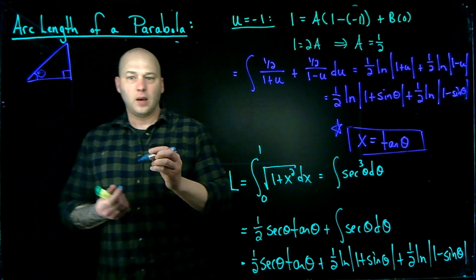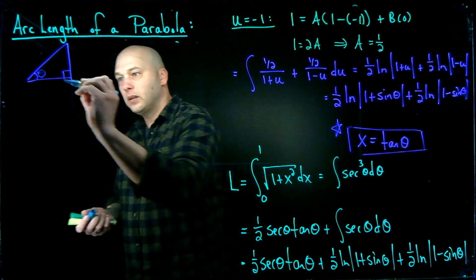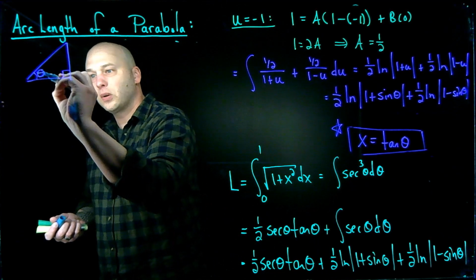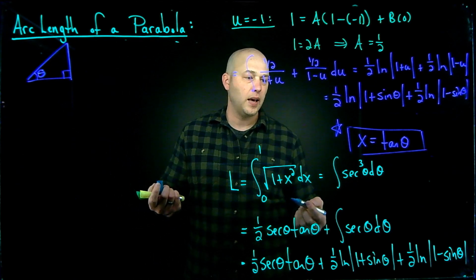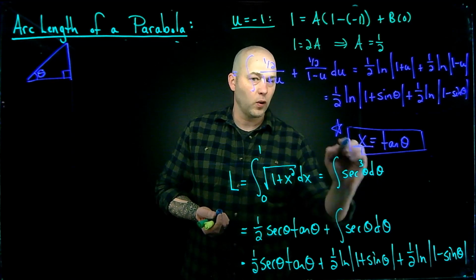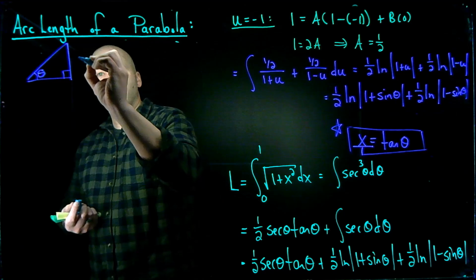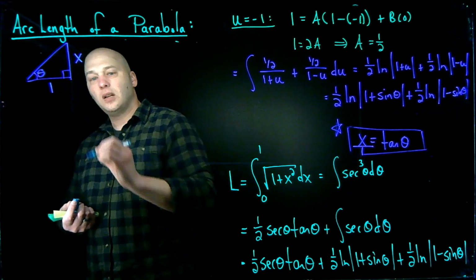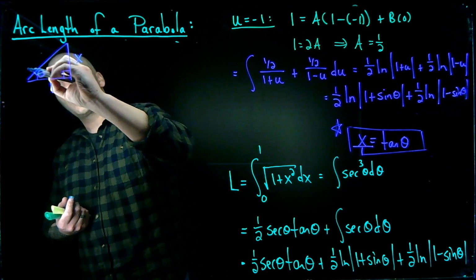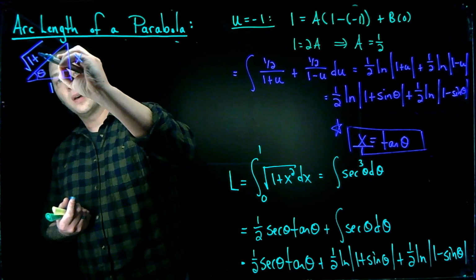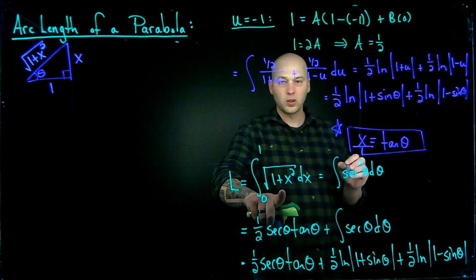Right? And remember, looks like that marker might be running out of ink here. Hopefully that shows up. So x equals tan theta. Of course, tangent is a ratio of sides, so I can write this as x over 1. And tangent, of course, is opposite over adjacent. And then using the Pythagorean theorem, the hypotenuse would be the square root of 1 plus x squared. Of course, that was the expression that appeared in this original integral.